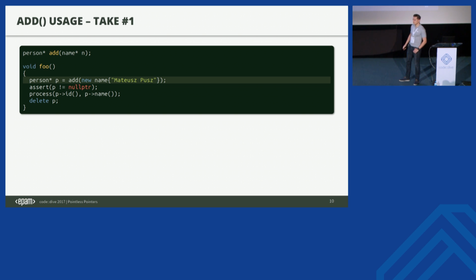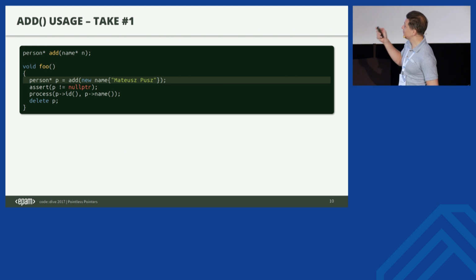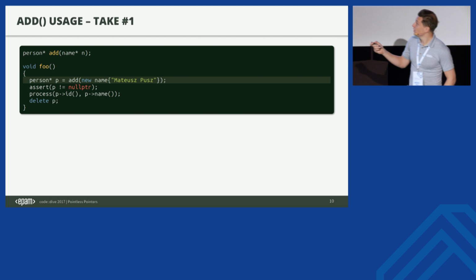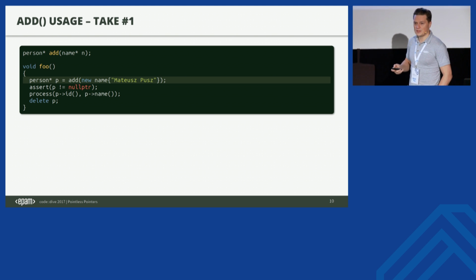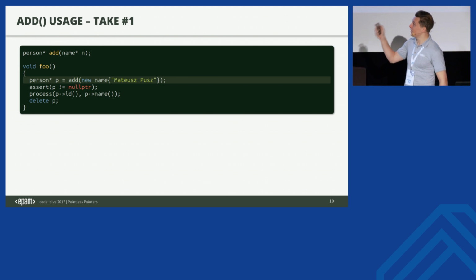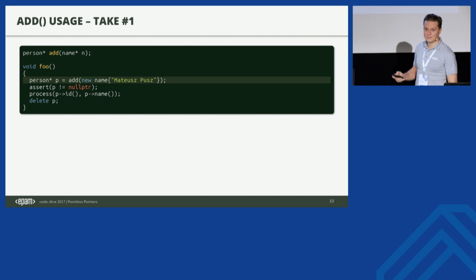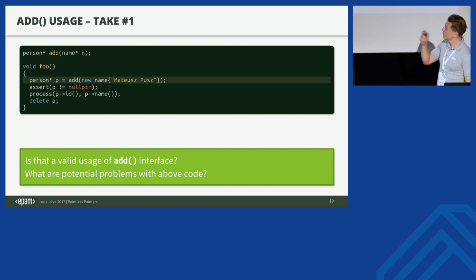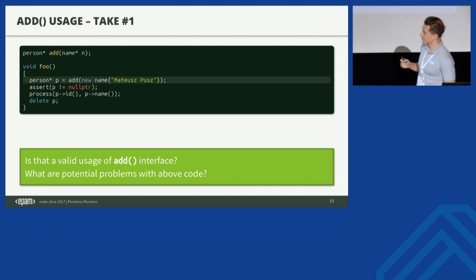It's not some object handled by some other framework. Yes, exactly. But as I said, let's assume that name, person, and add are implemented correctly. Is it a valid usage of the interface? Can you imagine such an implementation of add, person, and name that it will be valid? I assume yes. Okay, so what are the potential problems with it?